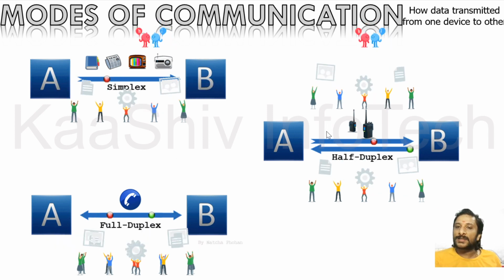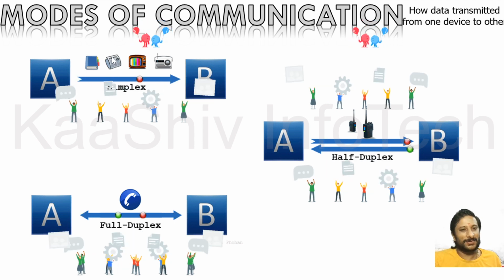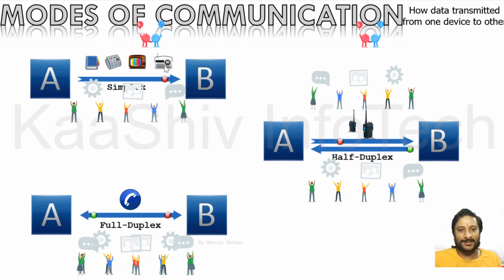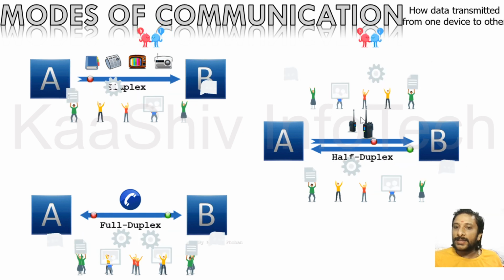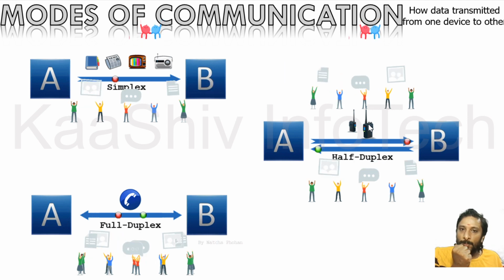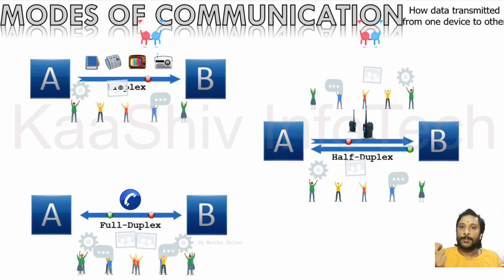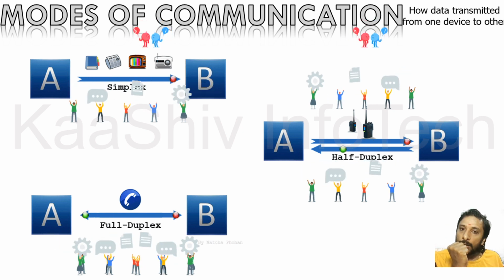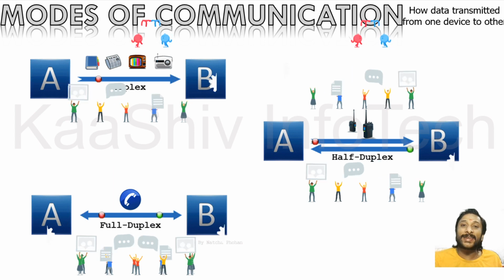Whereas half duplex is like a walkie-talkie. You can see the picture here, with the radio and TV. The police have walkie-talkies, and using them they are able to talk. At a time, one person can talk while the other listens, and then the other talks while I listen. That is called a walkie-talkie.